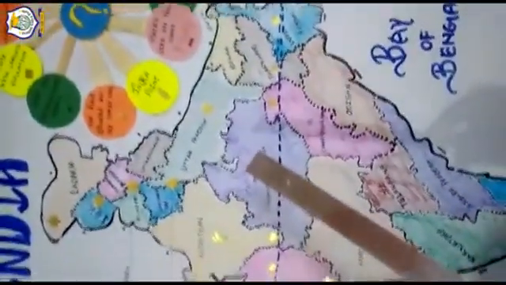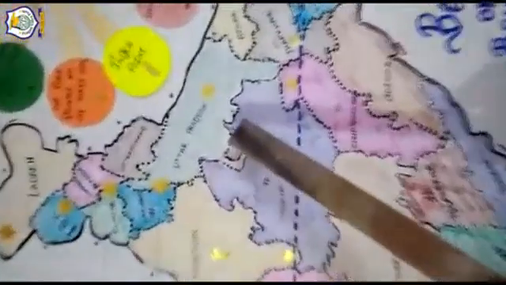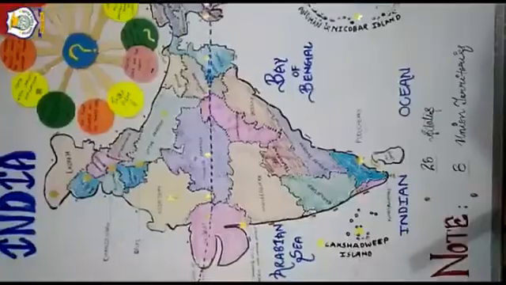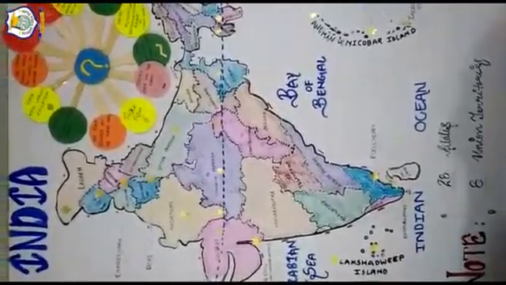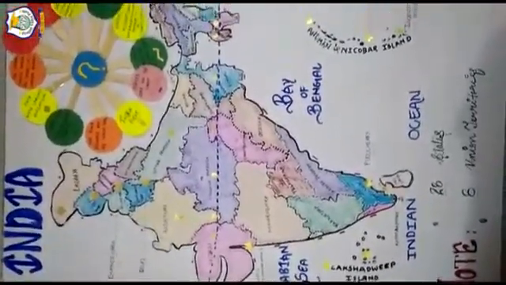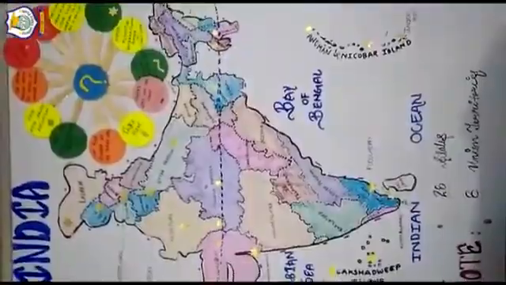Now the last question is the state with the largest population. So here we all know that Uttar Pradesh is the most populous state in India. Now we have completed the map skill of this chapter, India size and location.